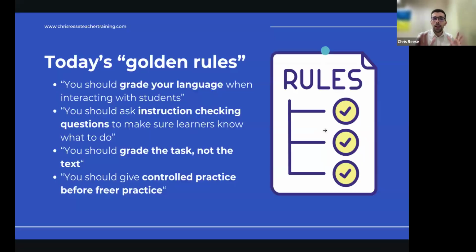So we've talked about some golden rules today, that we should grade our language, to which we've said maybe. We looked at asking ICQs, to which we said, yeah, sometimes. We've looked at grading tasks, not texts, to which we said, yeah, okay, maybe. And we've looked at controlled practice before freer practice, to which we said, if it works.